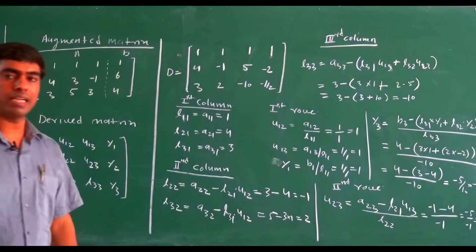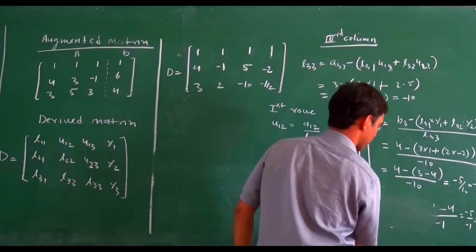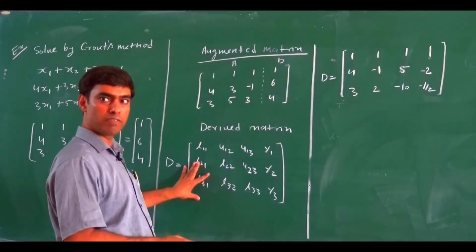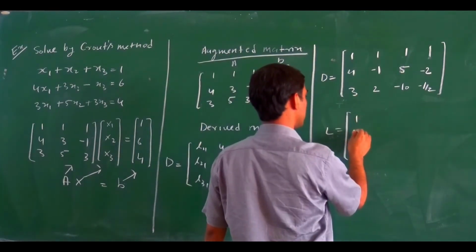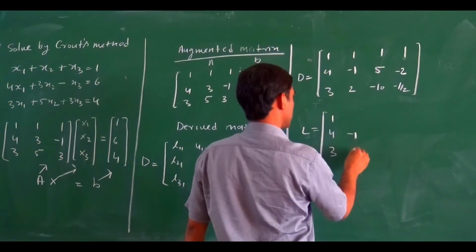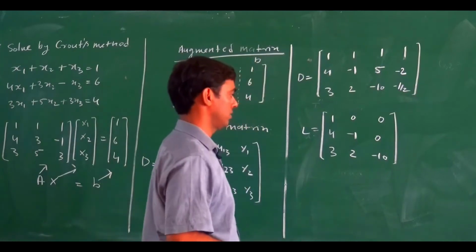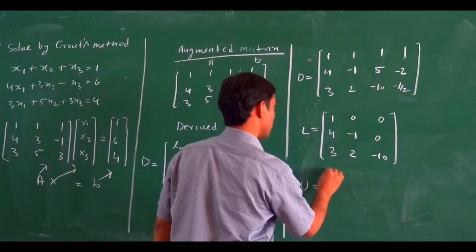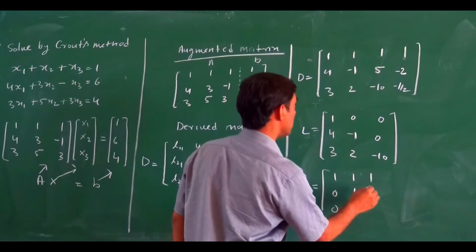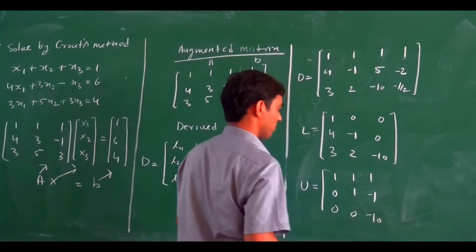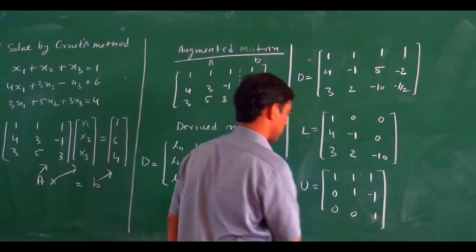Once we find the derived matrix, we write the lower triangular matrix and the upper triangular matrix. So now we extract the lower triangular matrix and upper triangular matrix. This one is the derived matrix. Now we compare it with the standard form of a derived matrix, then we write the lower triangular matrix. What is L? L is 1, 4, 3, minus 1, 2, and minus 10. This is the lower triangular matrix. Now what is the upper triangular matrix? U equals 1, 1, 1, 0, 0, 1, 0, and minus 1, and not minus 10, because in an upper triangular matrix the diagonal element will be 1 in Crout's method. So this one is U.